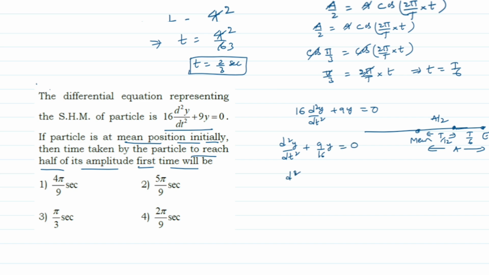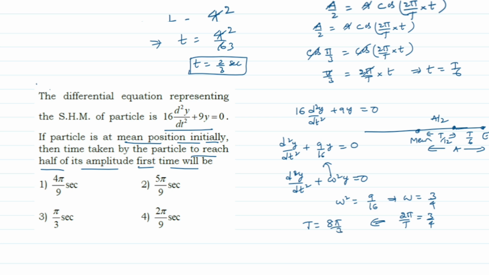The differential form of simple harmonic motion is d square y by dt square plus omega square y equal to 0. So here you compare these two equations. Instead of omega square we have 9 by 16, so omega equal to 3 by 4. Now omega is nothing but 2 pi by T, which is equivalent to 3 by 4. Then 2 4s are 8, so T equals 8 pi by 3, which is the time period value.